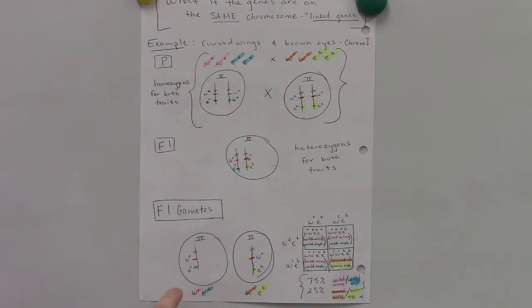If I mated organisms with these gene combinations, right? So if I mated 2 from this, I would expect my F2 offspring to be 75% wild wing, wild eyed, and 25% to have curved wings and brown eyes. Those would be my expected ratios.